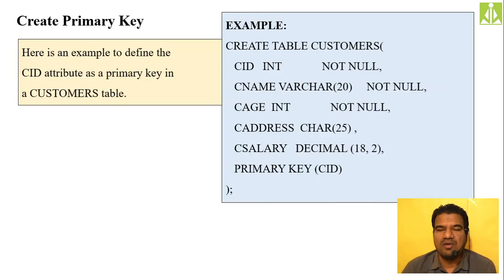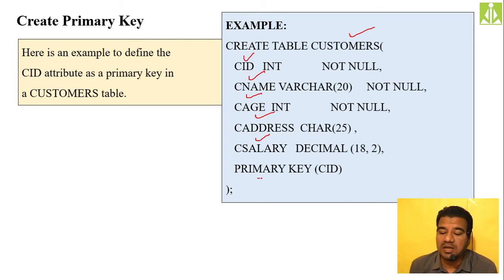So here, we can create a primary key on a table, and we will see that practically. At the time of creation of the table, I am creating a table with the name customer. My table name is customer with CID, CNAME, CAGE, CAddress, CSalary. So I have 5 fields, 5 columns, in this particular table.